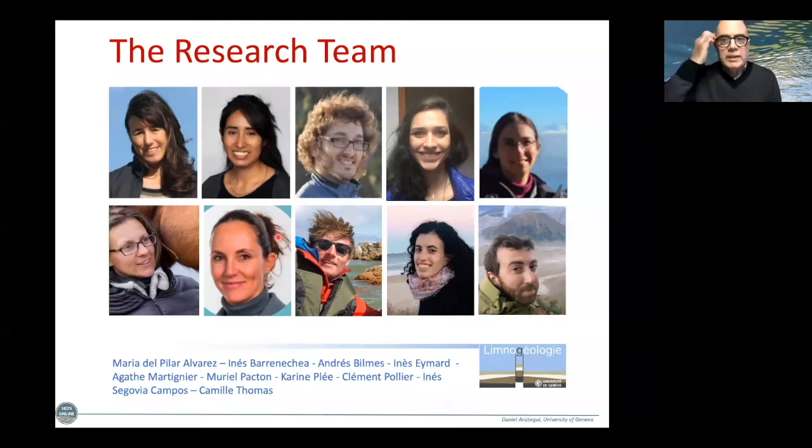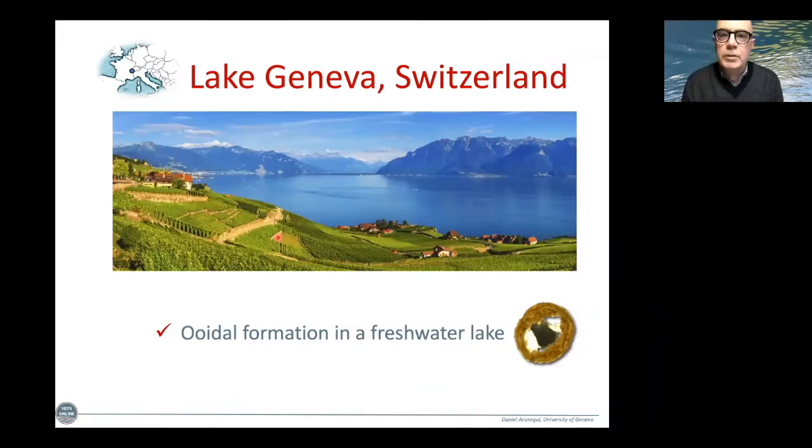So as I wrote in my abstract, I will show you examples from the Alps to the Andes, and I will start by showing you the one that is closer to my lab in Geneva, in Switzerland, that is Lake Geneva, or Lac Léman in French. And I will talk to you about some experimental work that we have done in this freshwater lake. This is actually not something new.